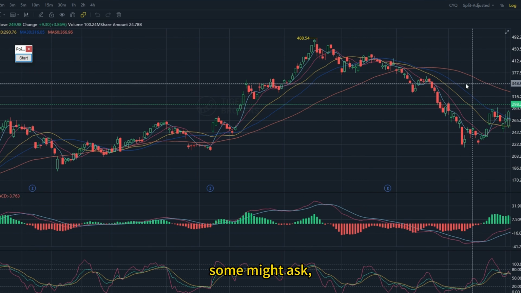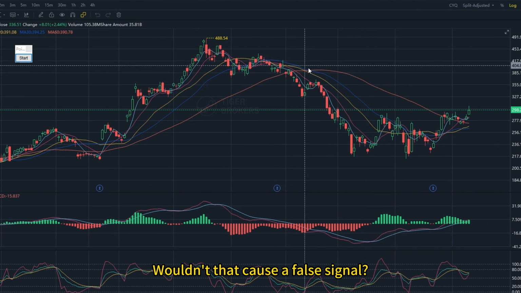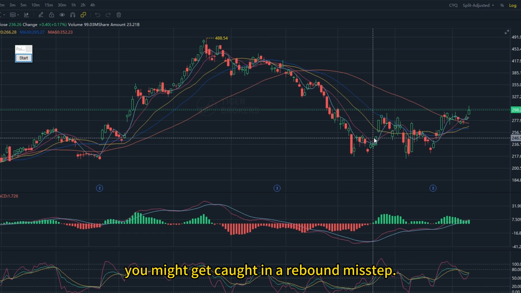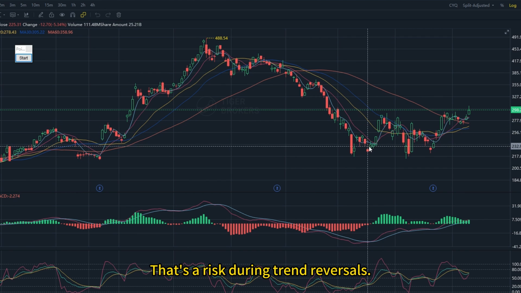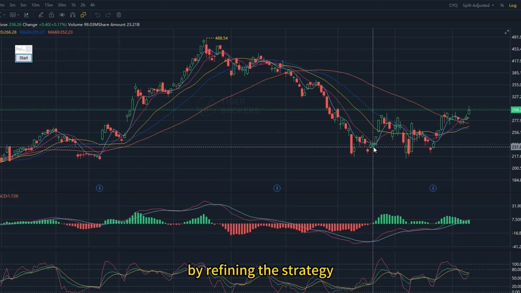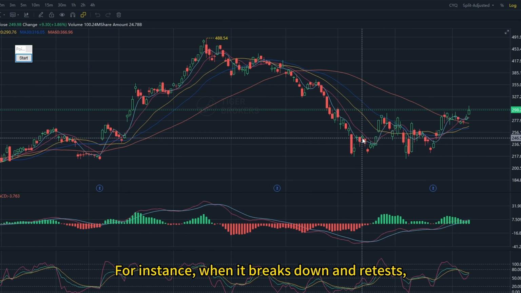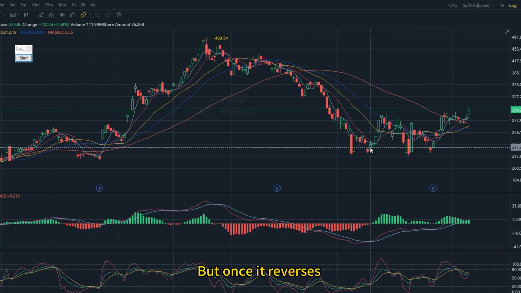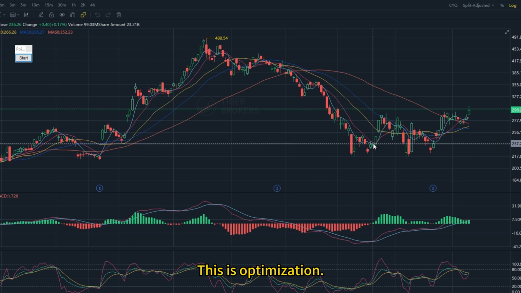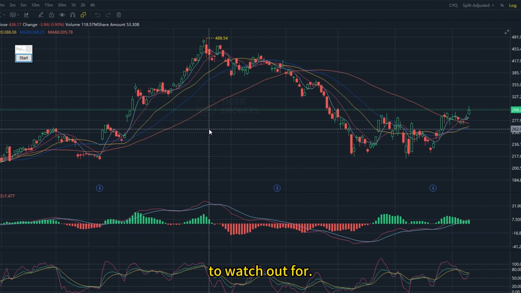Now, at this point, some might ask, what if a reversal happens and the stock rebounds from a low? Wouldn't that cause a false signal? Yes, if you mechanically follow this strategy, you might get caught in a rebound misstep. That's a risk during trend reversals. However, here you can filter out these signals by refining the strategy to avoid false signals. For instance, when it breaks down and retests, you can keep shorting. But once it reverses and moves above the 10-day MA, stop shorting at this time. Got it? This is optimization, guarding against potential reversals. This is one of the key points to watch out for.